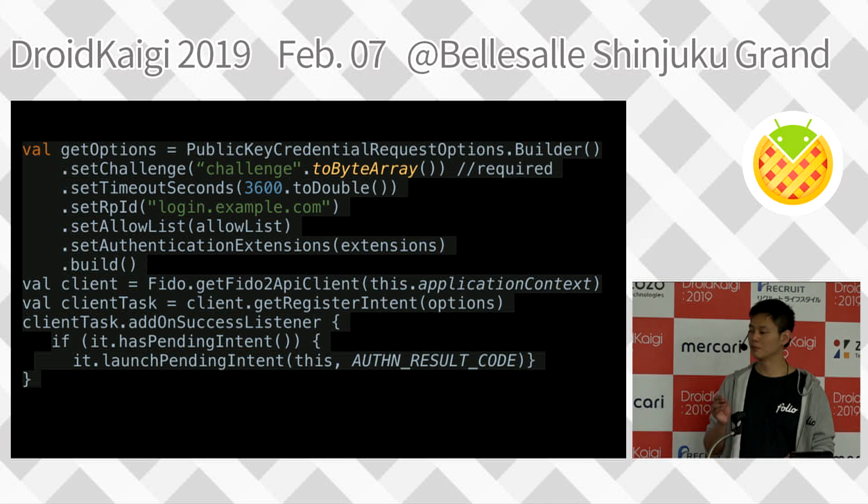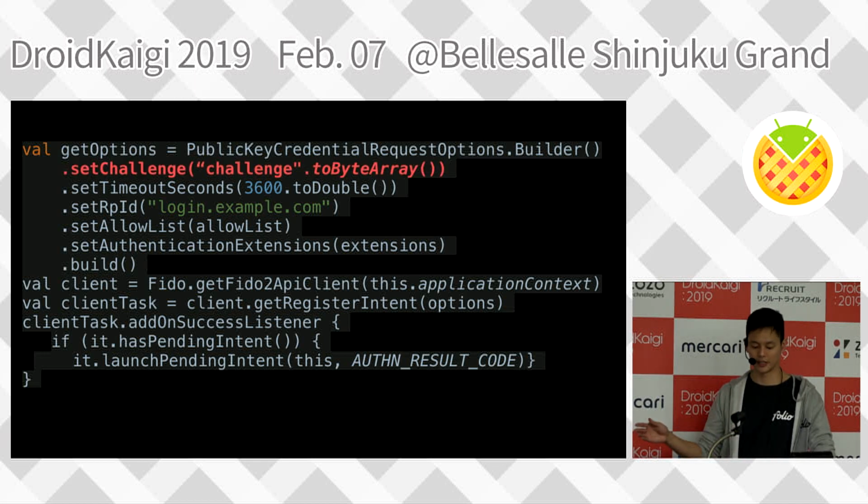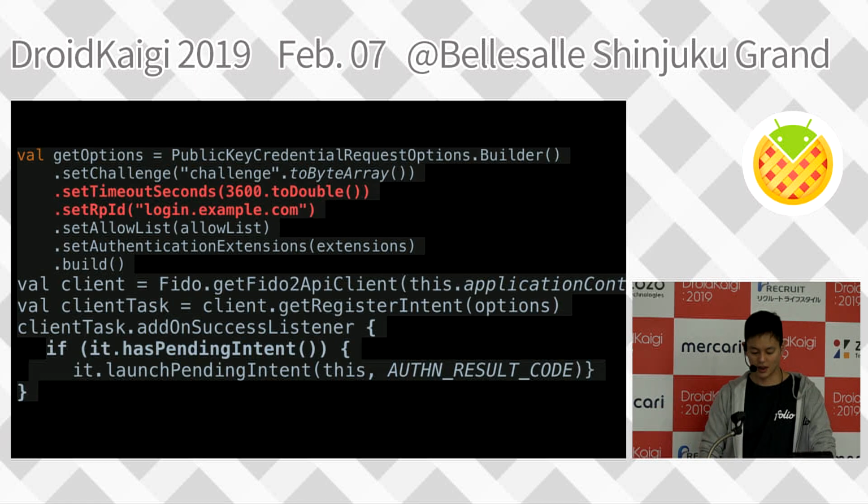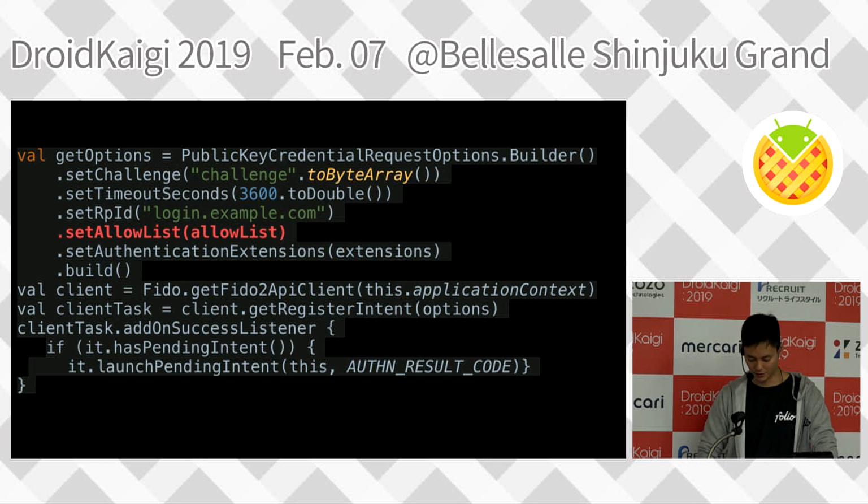Again, FIDO2 provides a nice blueprint already called PublicKeyCredentialRequestOptions. So you call the builder, you put a bunch of parameters, and then call the client again. So again, you need to set the challenge so the server side can check the challenge and undergo the challenge and response verification. And timeout says how long you want that authentication to last, and RPID.